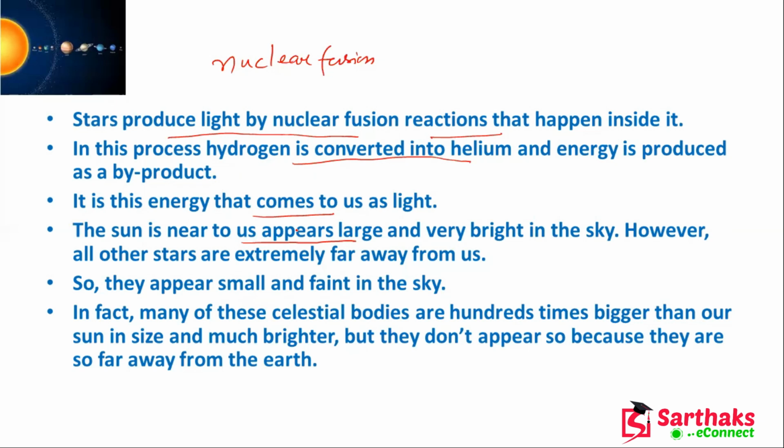So we can see the sun is a big one, but the other stars are very little, small stars, so they appear small and faint in the sky. In fact, many of these celestial bodies are hundreds of times bigger than our sun in size and much brighter. But they don't appear so because they are so far away from the Earth.